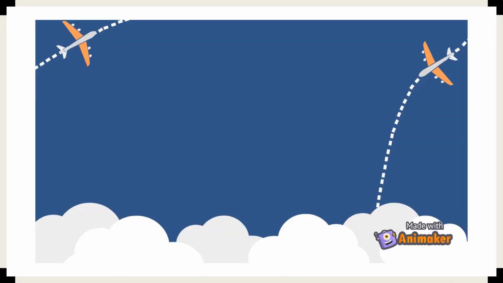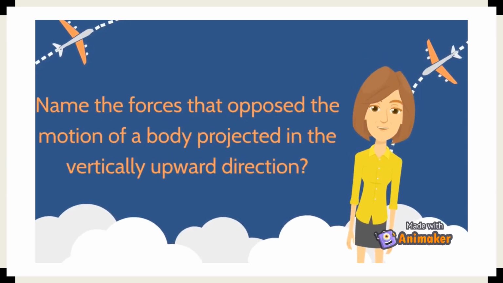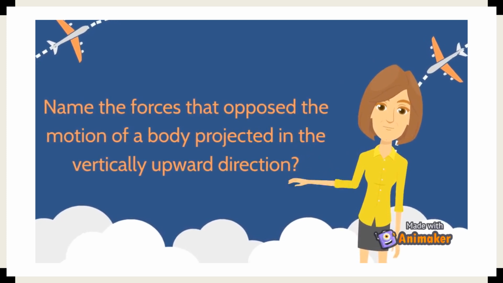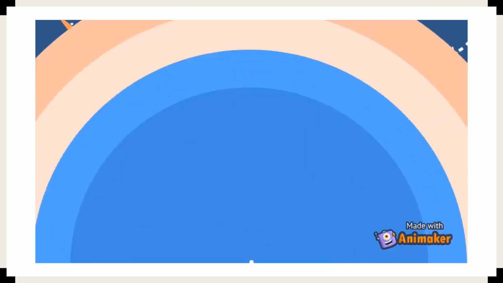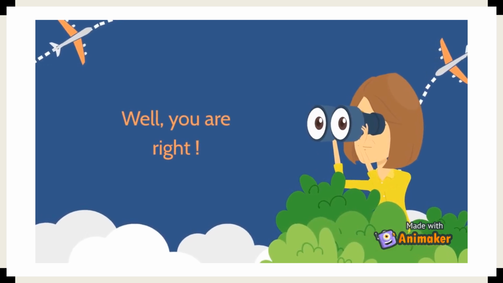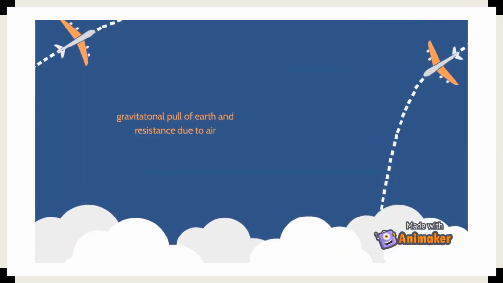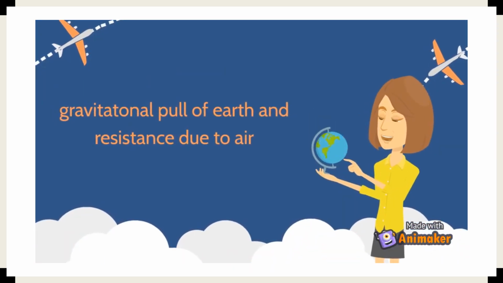So, students, before starting today's lecture, here is one question for all of you. Try to answer this question. The question is: name the forces that oppose the motion of a body projected in the vertically upward direction. Think about the correct answer. Well, if you come to the right one, then you are correct about it. The answer is gravitational pull of Earth and resistance due to air.